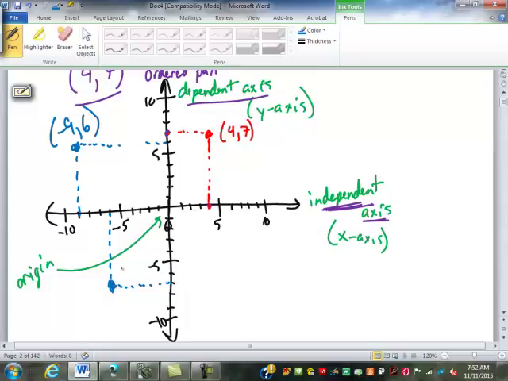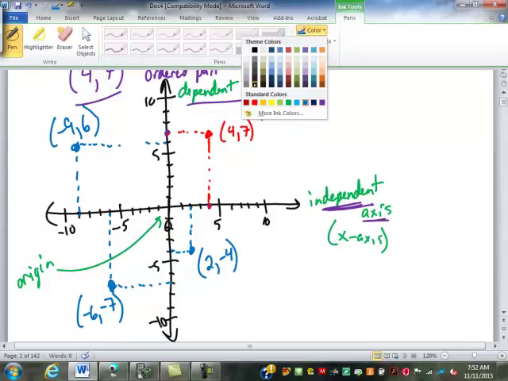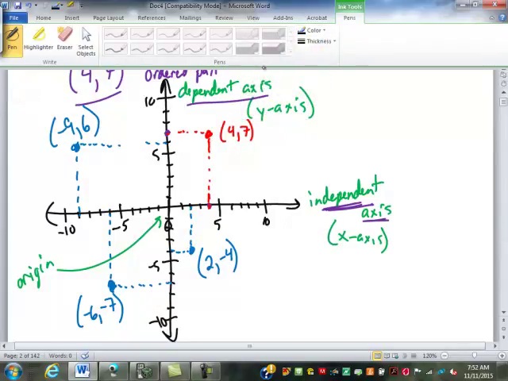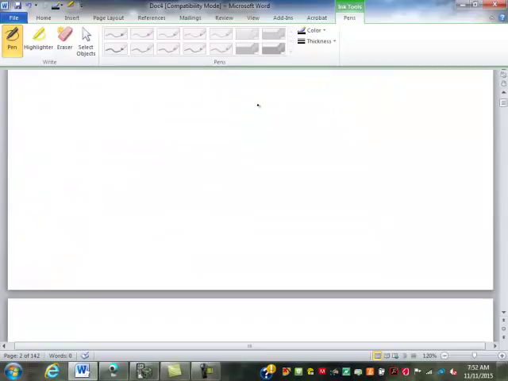How about that point? -6, -7. Very good. How about that one? 2, -4. Perfect. So we can locate points on the coordinate system. Again, you guys have done that in CNC, so it should be nothing new for you.